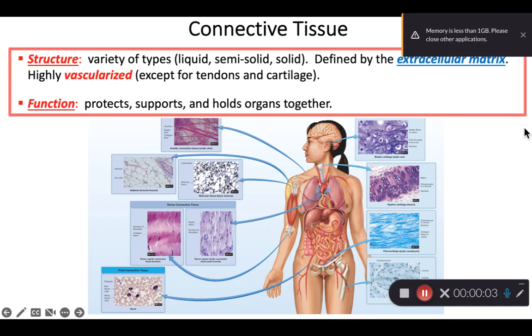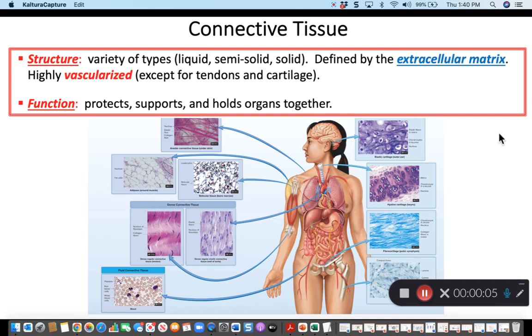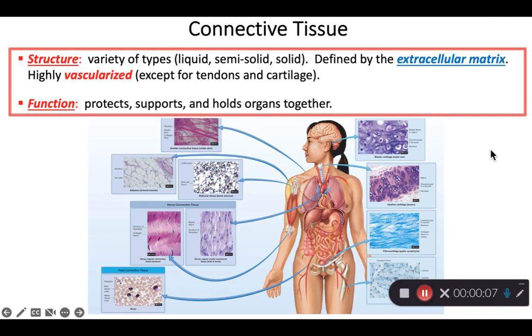This video will be all about the different types of connective tissues. Let's begin just by giving an overview of what a connective tissue is based on its structure and function. First of all, connective tissues vary. There's a lot of different types of them, largely based or defined by their extracellular matrix.